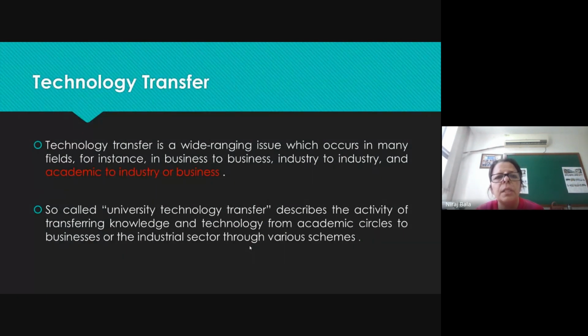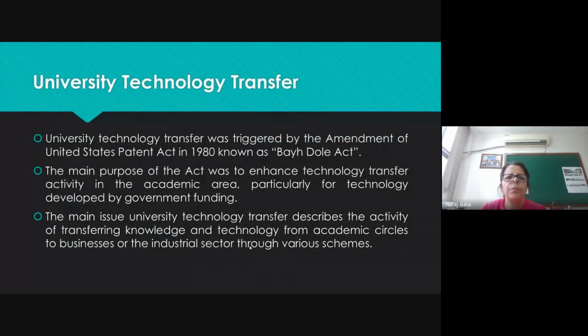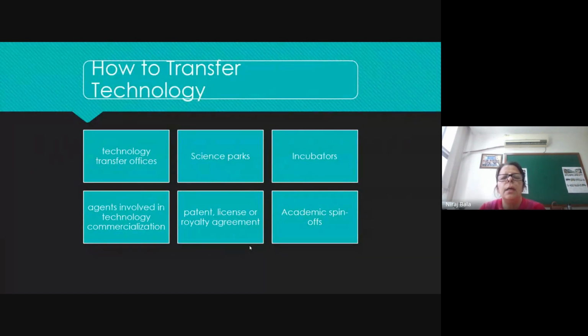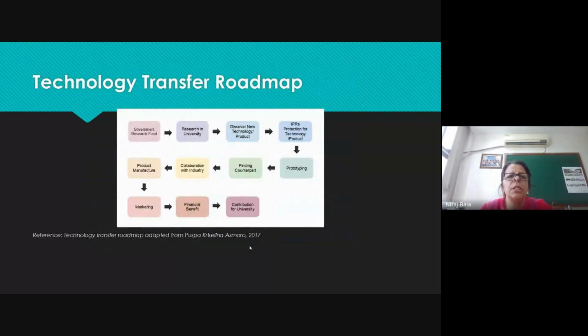That means if you have done certain research, how you can move that research from your university to the industry. This can be done either through technology transfer offices, science parks, incubators, academic spin-offs, patent license or royalty agreements, or through agents who are involved in technology commercialization. So I will just show you this roadmap. Because of the time, I will just show you one video now. This is the technology transfer roadmap.